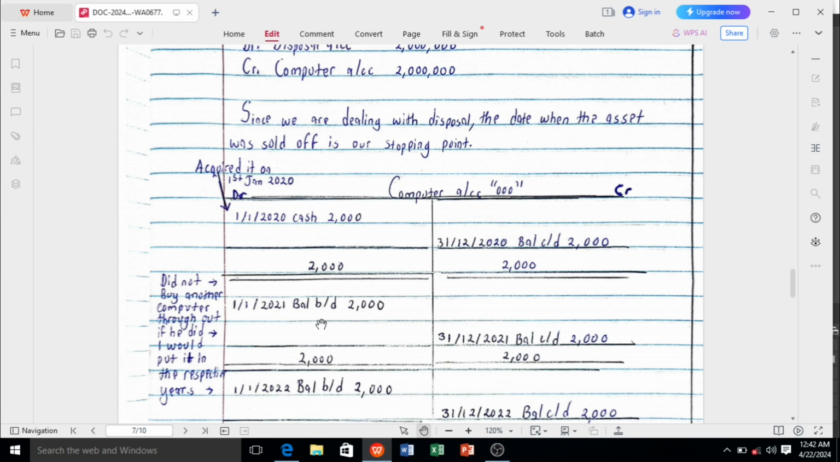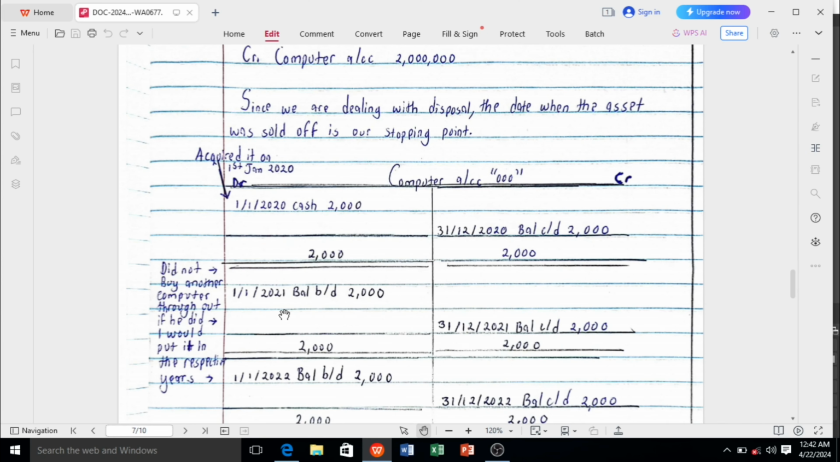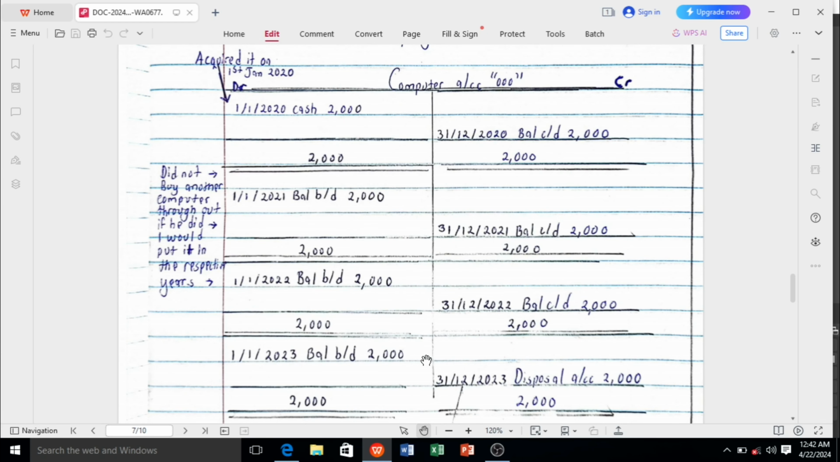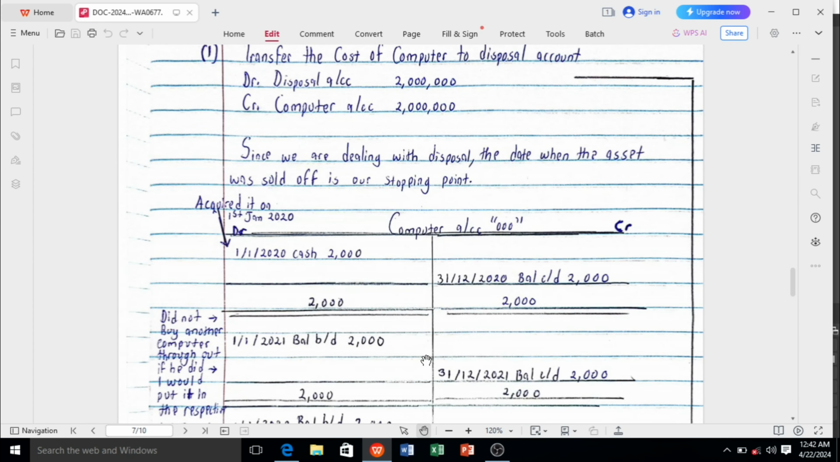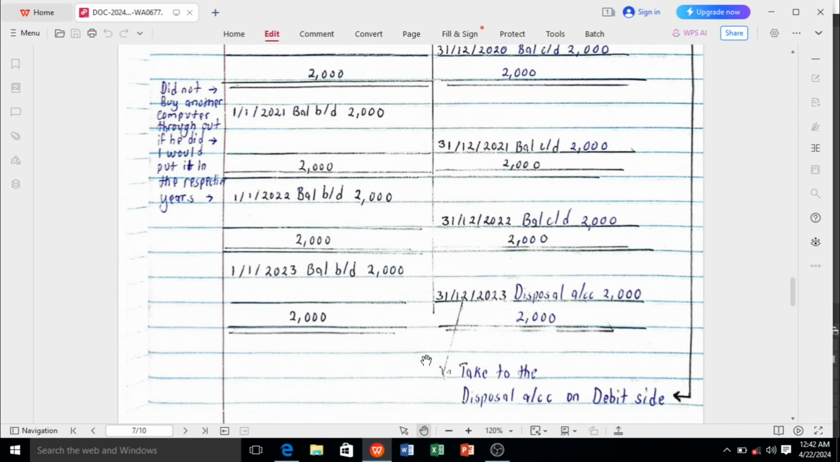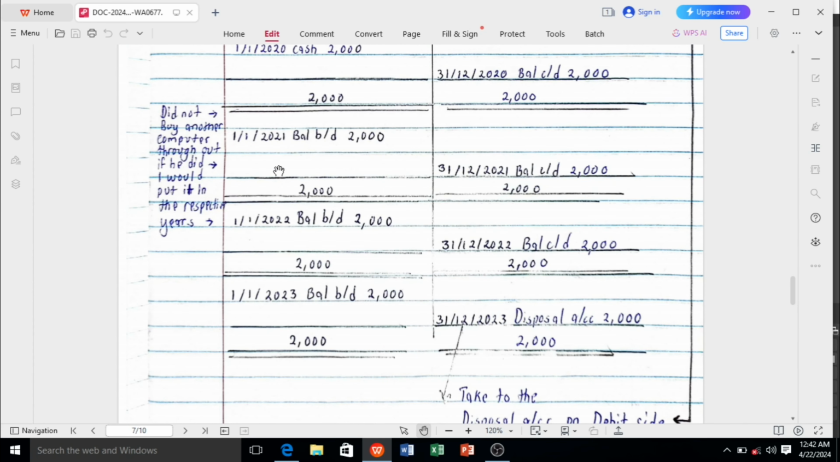But in this question, this person only purchased one computer, so I keep on continuing until I reach my year of disposal, which will be my stopping point. It's what I was mentioning earlier. So this is 2021. Then I go to this side to get a balance carried down as 31st December 2021, which is still 2 million. I close off. Then this is going to cross, and it's going to be my opening figure in 2022.